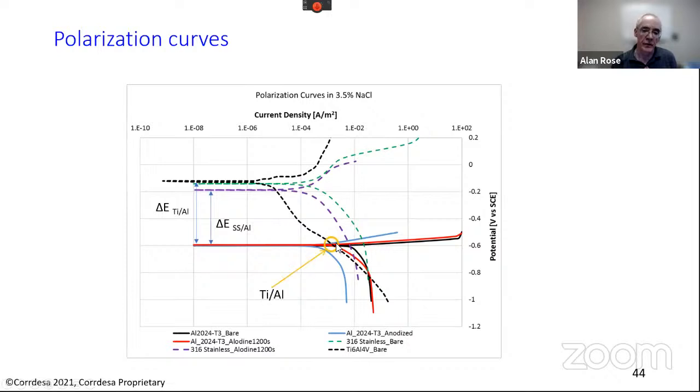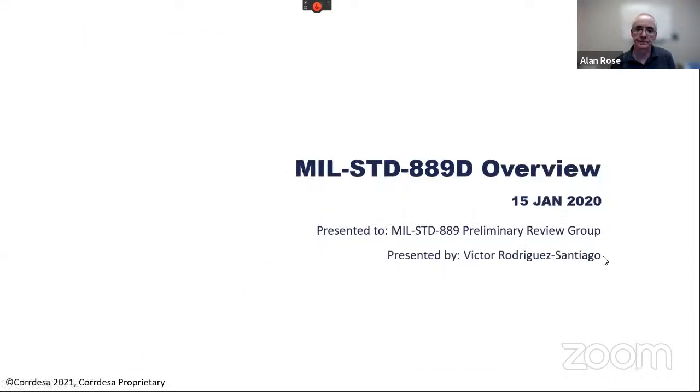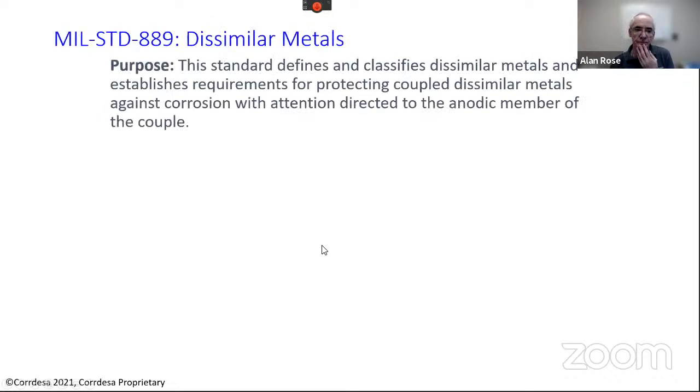But as I pointed out, where the curves cross, you actually have a lower current for where the titanium aluminum couple crosses compared to the stainless steel. And that is now captured in this new standard. Last year, they updated their approach. It's a very long process, developing and revising a military standard.